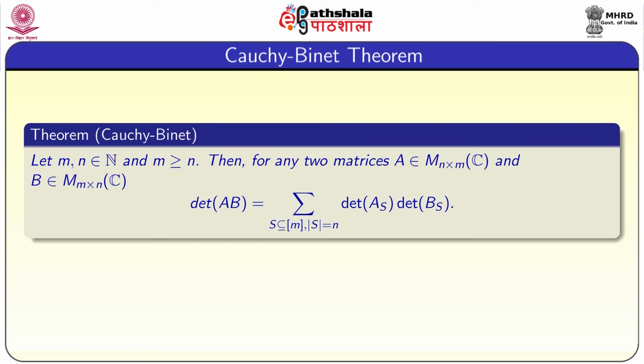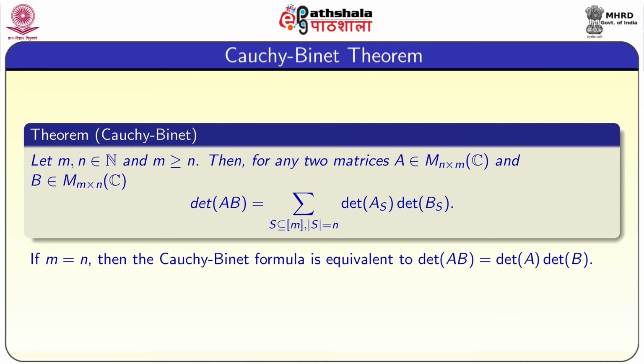It is easy to see that A is an n by m matrix and B is an m by n matrix. So, AB is an n by n matrix. Now, if M is equal to n, the Cauchy-Binet formula gives determinant of AB equal to determinant of A into determinant of B.